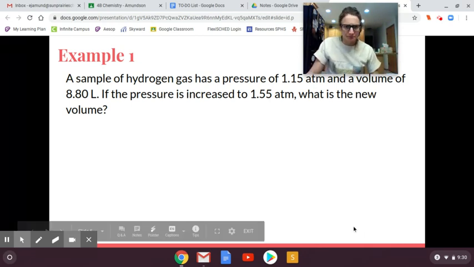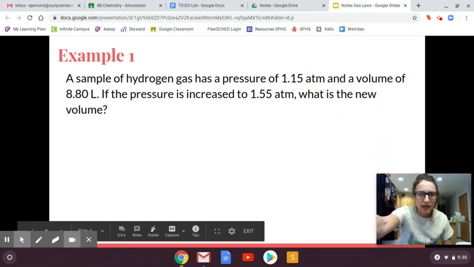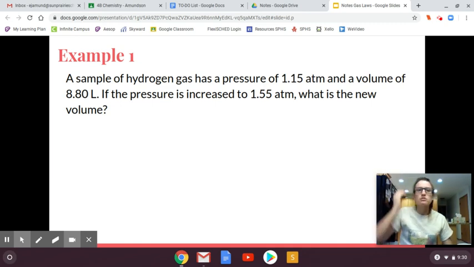So let's read through this problem. A sample of hydrogen gas has a pressure of 1.15 atm and a volume of 8.80 liters. If the pressure is increased to 1.55 atm, what is the new volume?